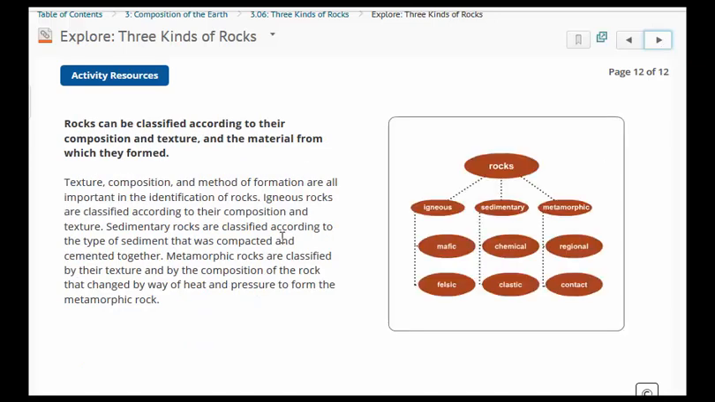Remember that there's 3 kinds of rocks. They're determined by how they formed and what they're made of. Make sure you know that chemical sedimentary rocks are formed from evaporated seawater. Make sure you know that stratification in sedimentary rocks is when you see layers. And last but not least, metamorphic rocks form by heat and pressure.